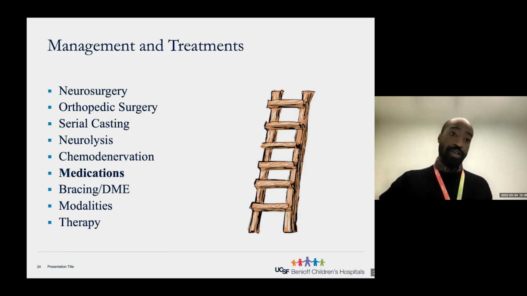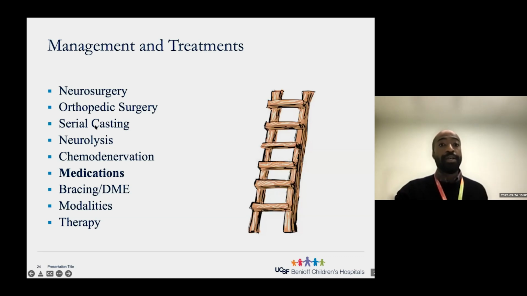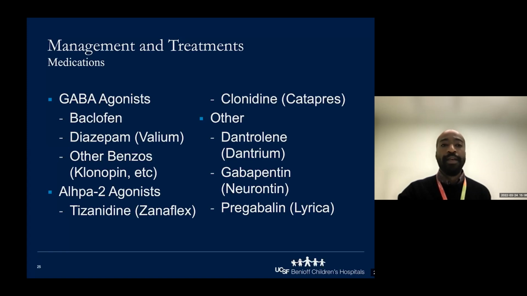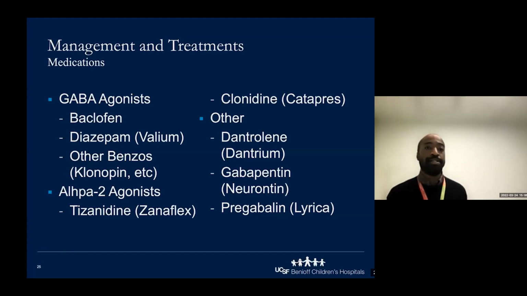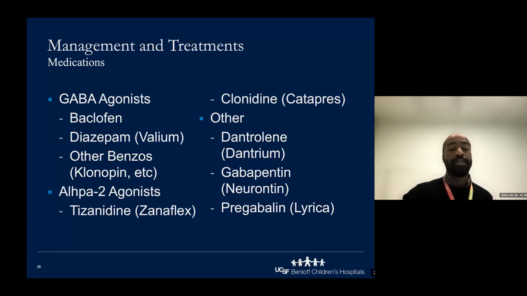Next, we'll transition to thinking about specific interventions, including medications, injectables, and then move on to some surgical procedures that can be considered. When it comes to medications, specifically thinking about the management of spasticity for these children, medications can be grouped and classified into their mechanism of action.